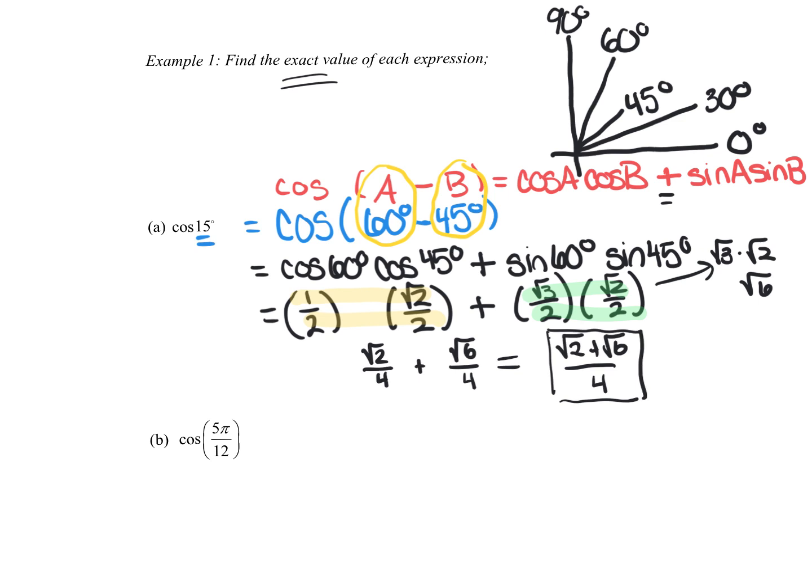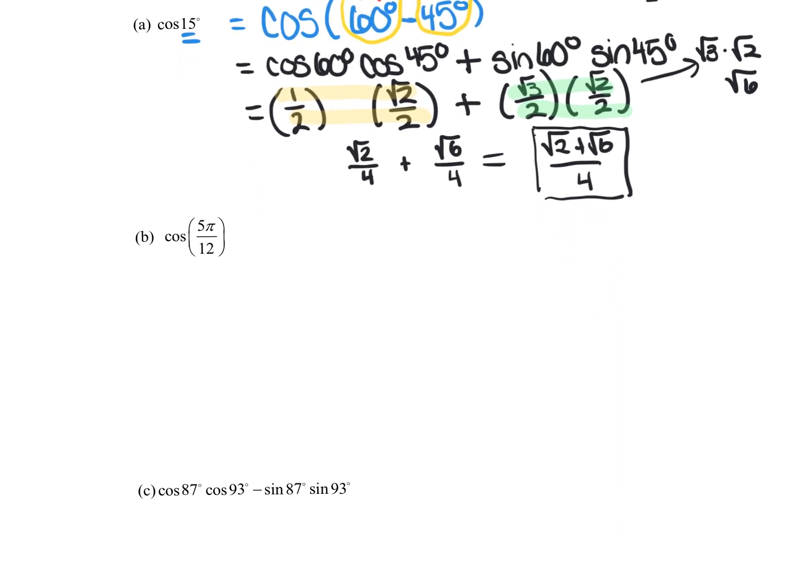Let's try another one. Okay, let's do another one. I want to draw the coordinate plane for you one more time. But I'm going to do radians this time. So this is what we called pi over 6, pi over 4, pi over 3, pi over 2, 0.